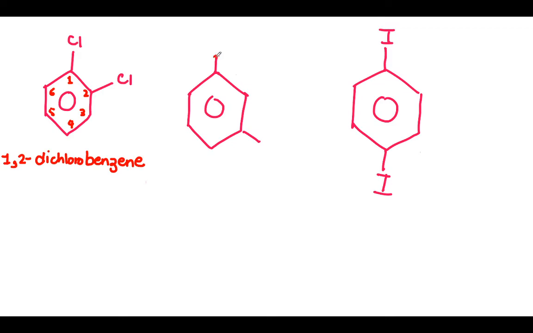When we take a look at the second one, our side groups, we don't actually have any letters there. So that means this carbon and this carbon, those are the side groups. So I've got a methyl group here and a methyl group here. When I number this, the lowest possible numbers I could get are 1 and 3. So this is going to be 1,3-dimethylbenzene.